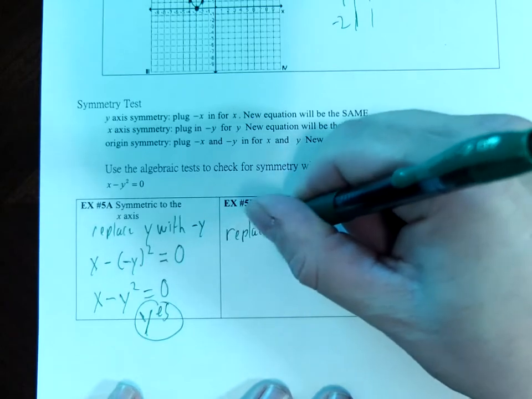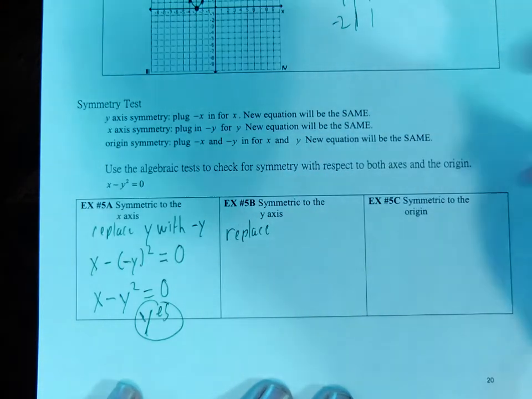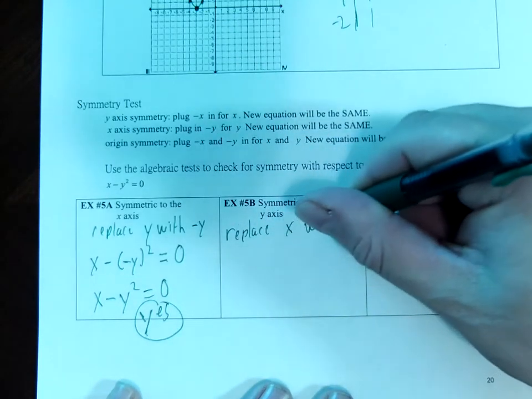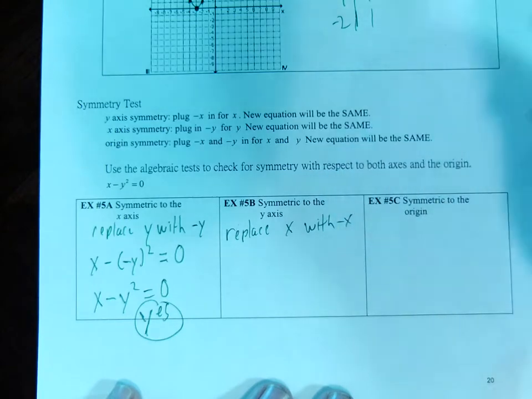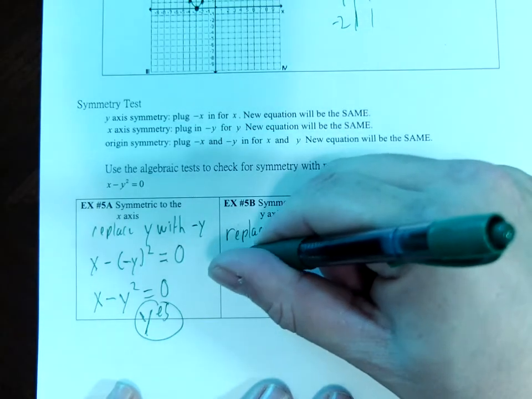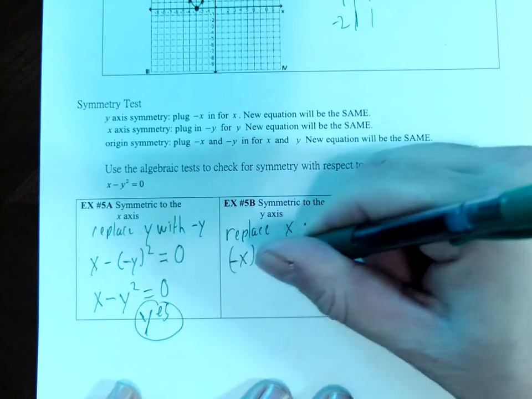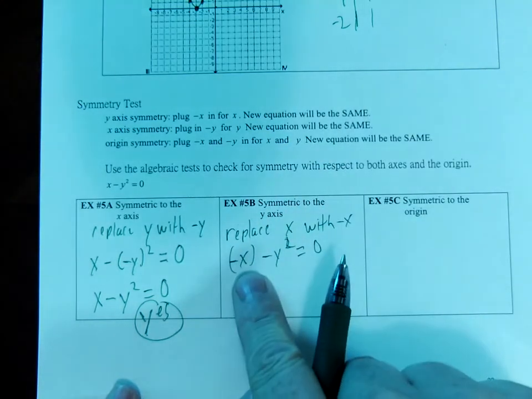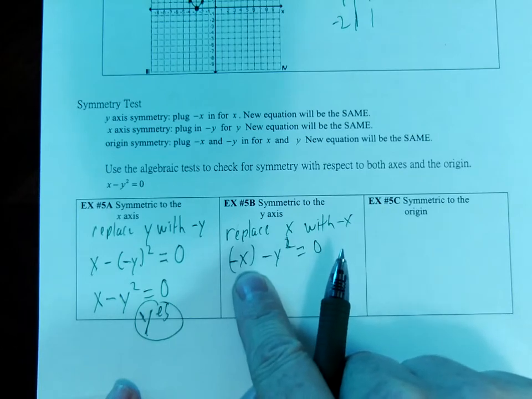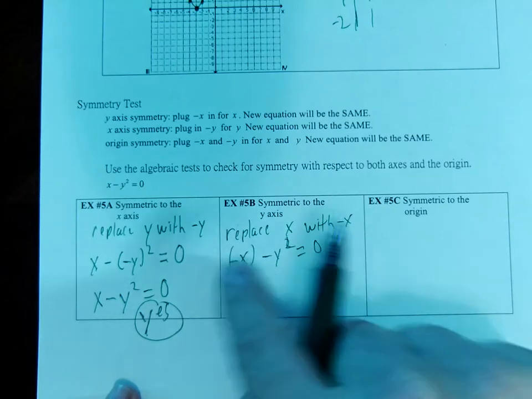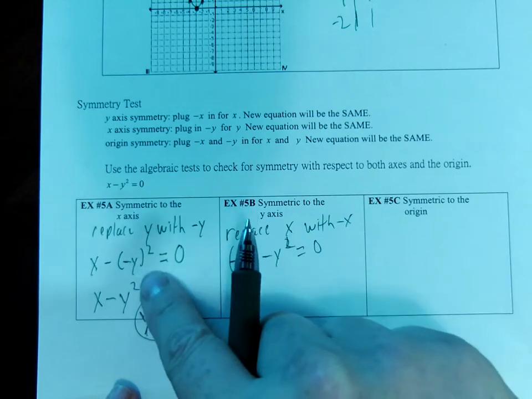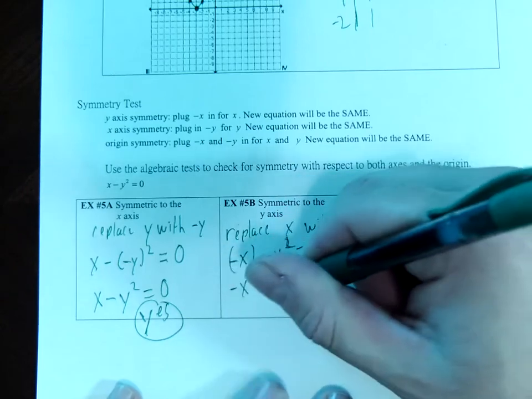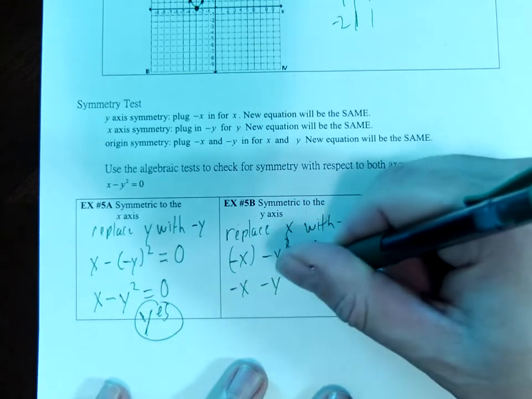Replace the x with negative x, or the opposite of x. So then the equation becomes the opposite of x minus y squared equals 0. Well, this opposite of x doesn't have anything there to cancel out its negative. It's not being squared like the y was. The y was being squared. The x is not being squared. So this changes the equation to become negative x minus y squared equals 0.